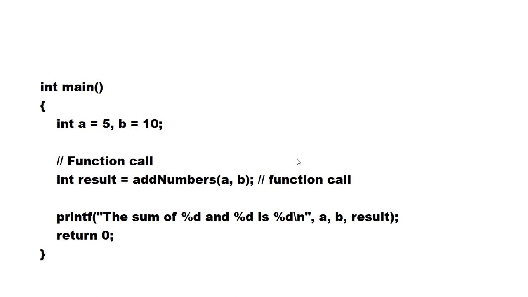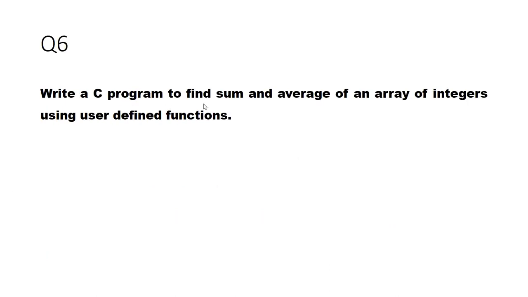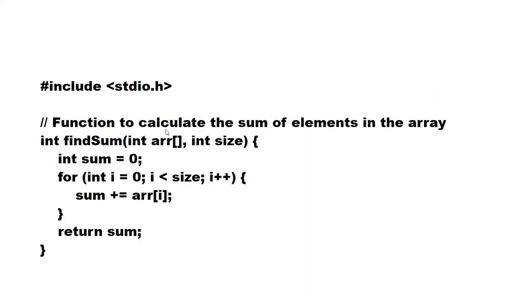This is the function call. Next question, write a C program to find the sum and average of an array of integers using a user-defined function. Function to calculate the sum of the elements of the array. I've given the name findsum and the sum will be an integer, so the return type is int, and it accepts two parameters. First one is an array and the second one is an integer that accepts the size of the array.